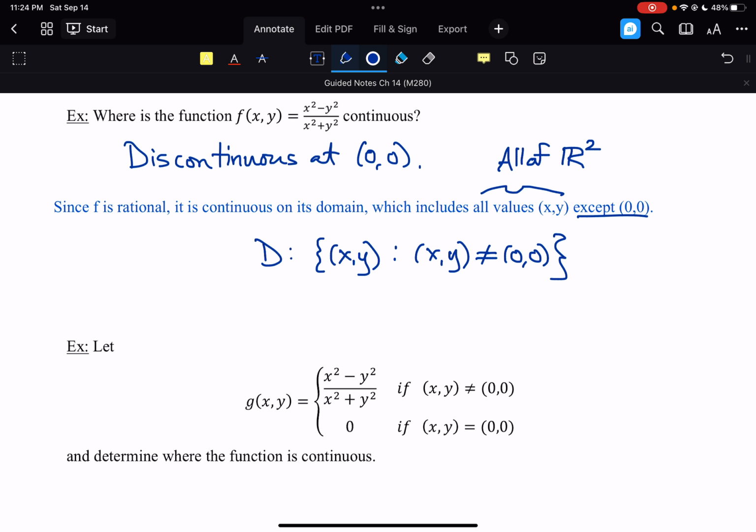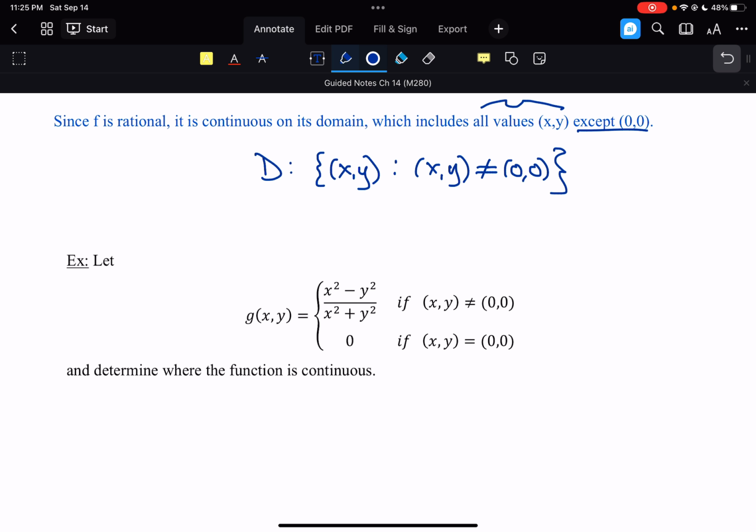Now, in the example down below here, we have the same function. However, we've now made it piecewise, and we've said, okay, I know this function is not continuous at (0, 0), so let's use it everywhere except (0, 0). When we are at (0, 0), I'm going to let the output be 0. Because the idea is, this function doesn't exist there. Maybe there's just a hole there, and we can try to plug the hole by just letting the output be 0 at that point. And we need to figure out if that works.